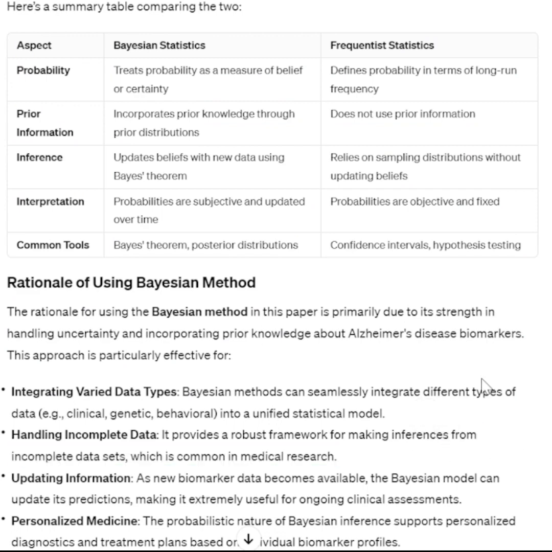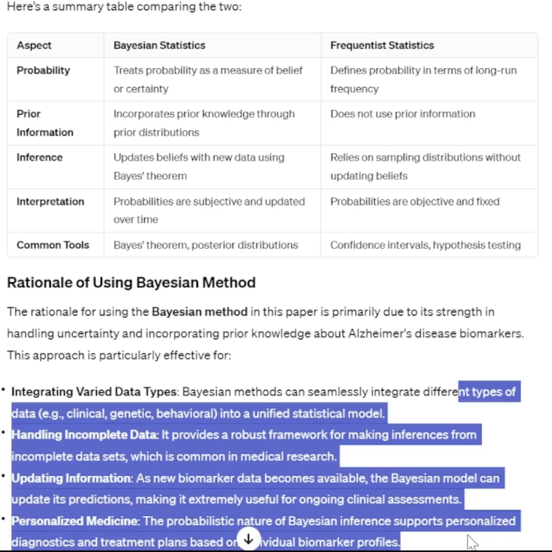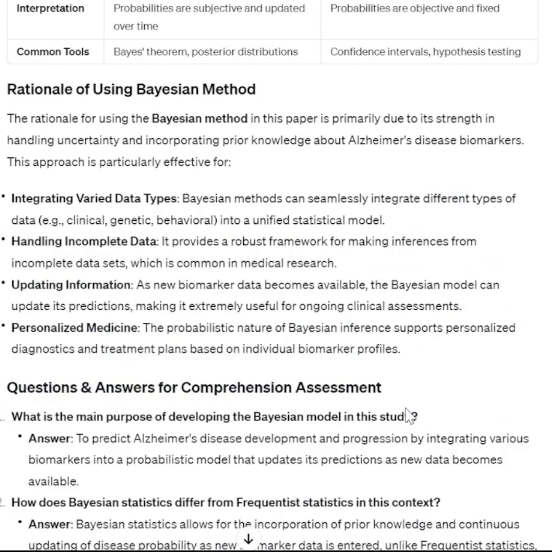Aspect: Bayesian statistics versus frequentist statistics. Probability: Bayesian treats probability as a measure of belief or certainty; frequentist defines probability in terms of long-run frequency. Prior information: Bayesian incorporates prior knowledge through prior distributions; frequentist does not use prior information.